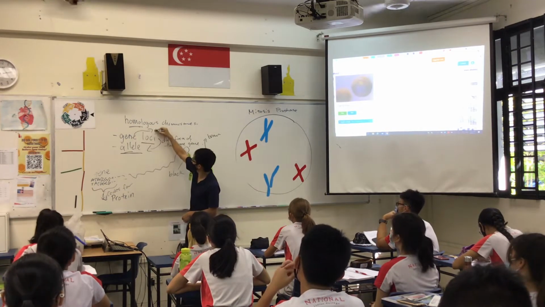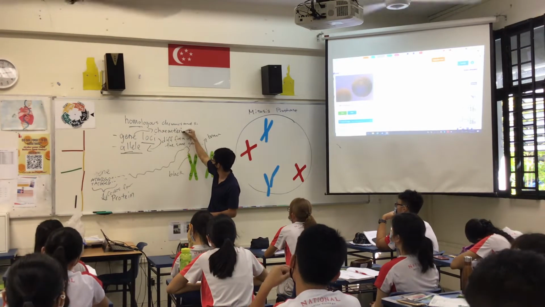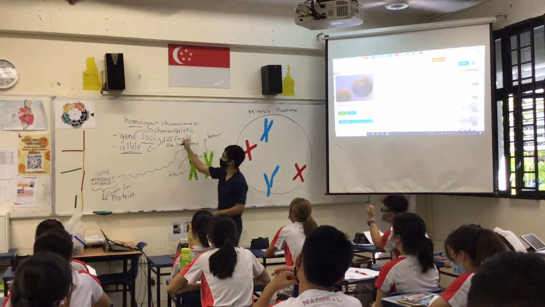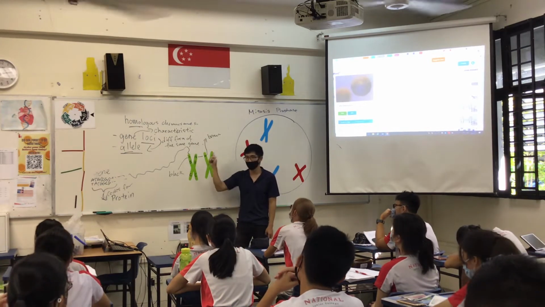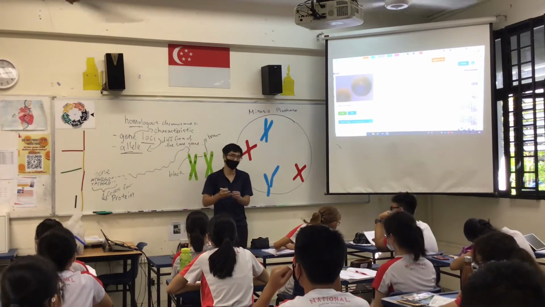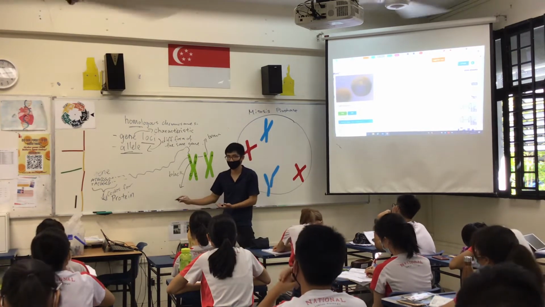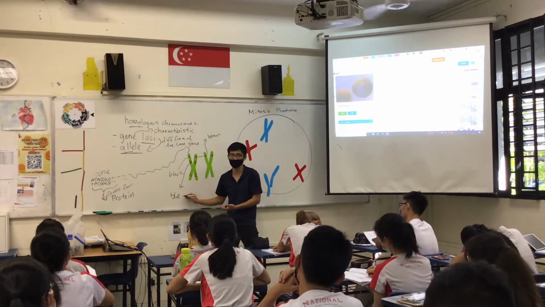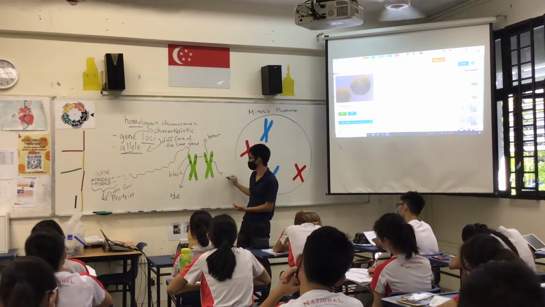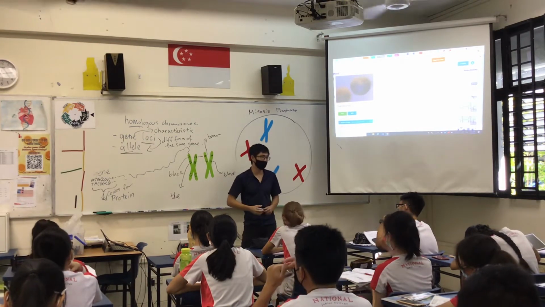A gene codes for a characteristic. An allele codes for a different form of the same characteristic. So for example, this big B over here will represent an allele that codes for blue eye color. This one, the small b, codes for black eye color. It's different forms of the same gene.